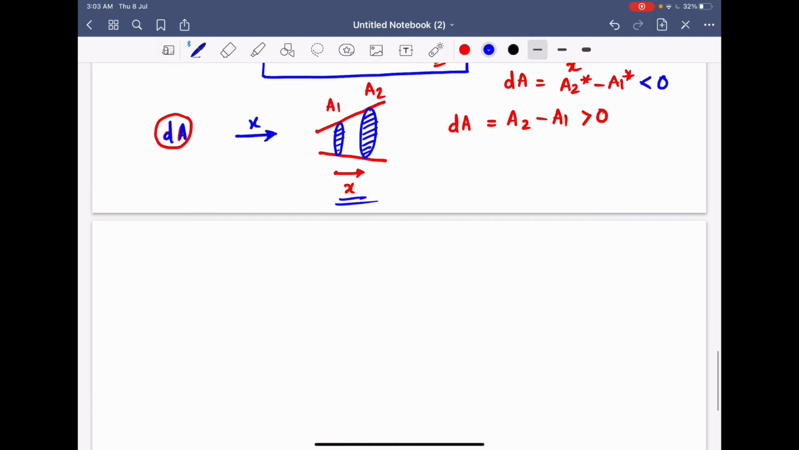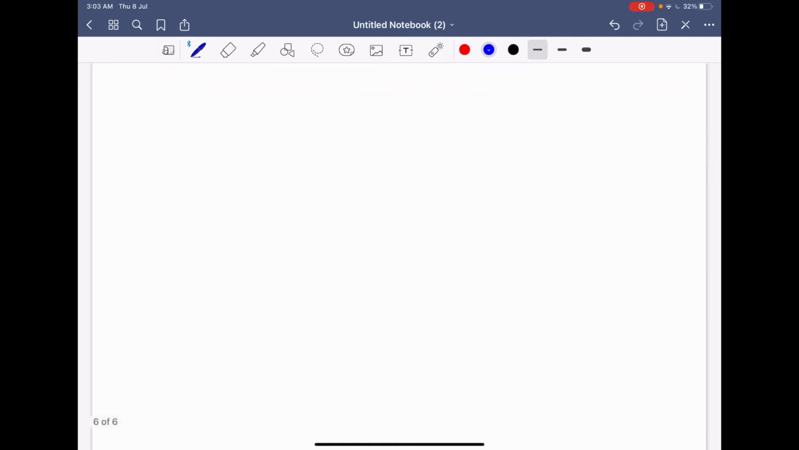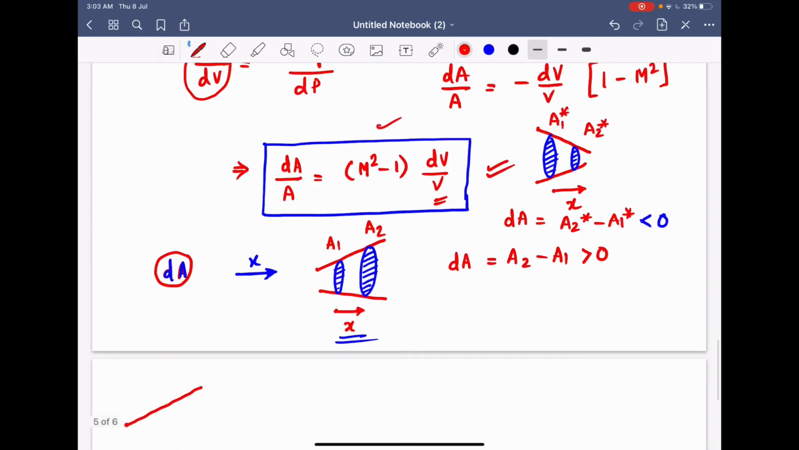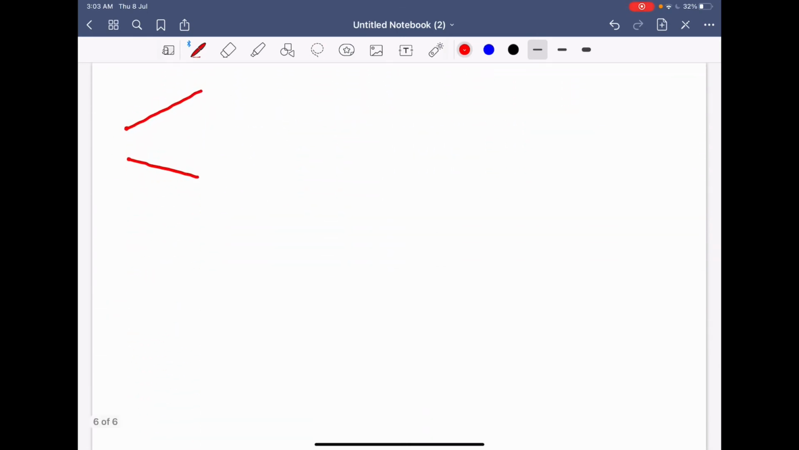Now coming to the main part, let me add a page over here. For a divergent duct, this is where it will get interesting. So what was our equation? Our equation was this, right? Always write the beautiful stuff. Aerospace engineering is full of beautiful equations. dA by A equals M square minus 1 times dV by V.